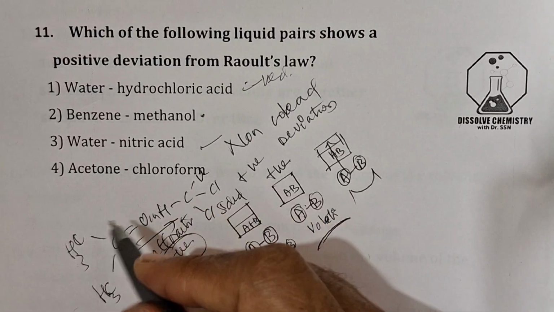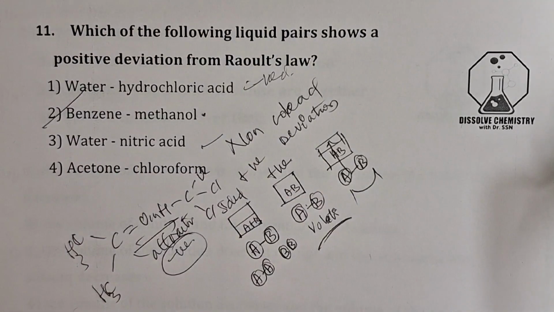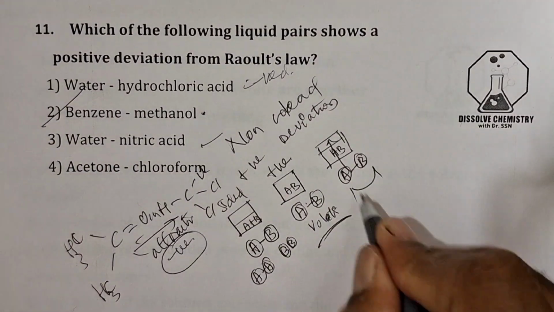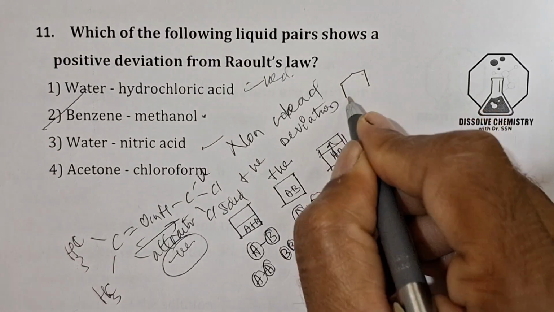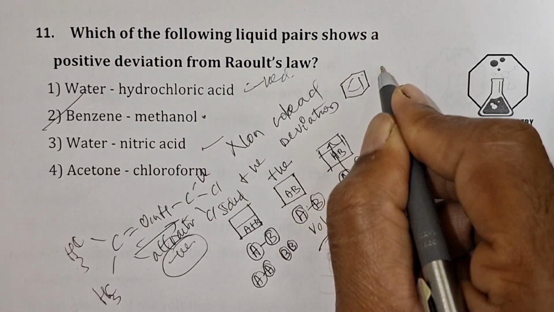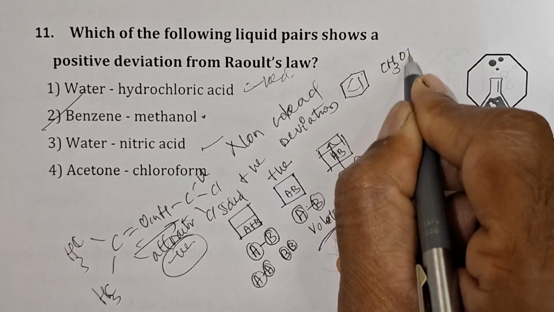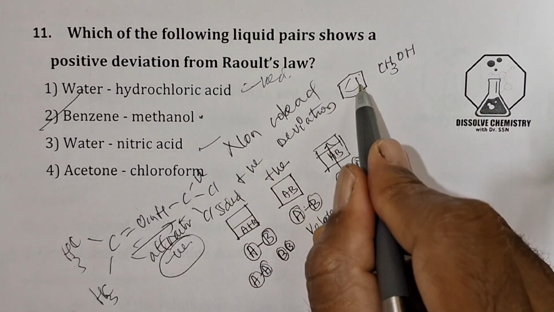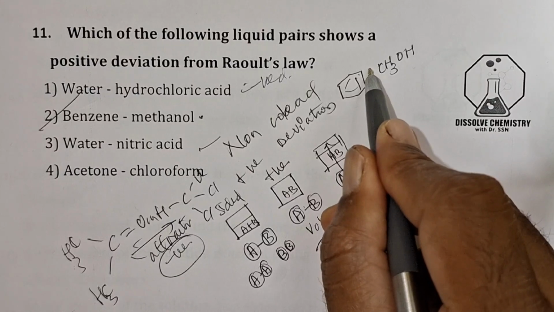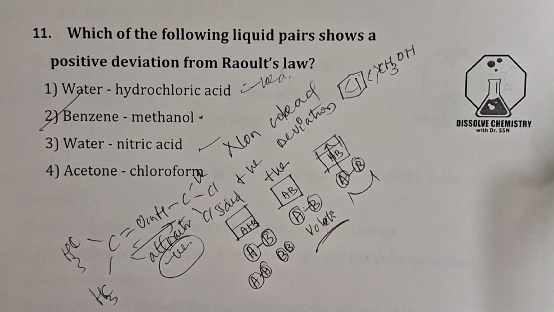So therefore your right option is benzene and methanol. Why is it so? Benzene is what? You write the structure. Benzene is non-polar, whereas methanol is polar due to the presence of the OH bond. So non-polar and polar always have repulsive interaction with each other.